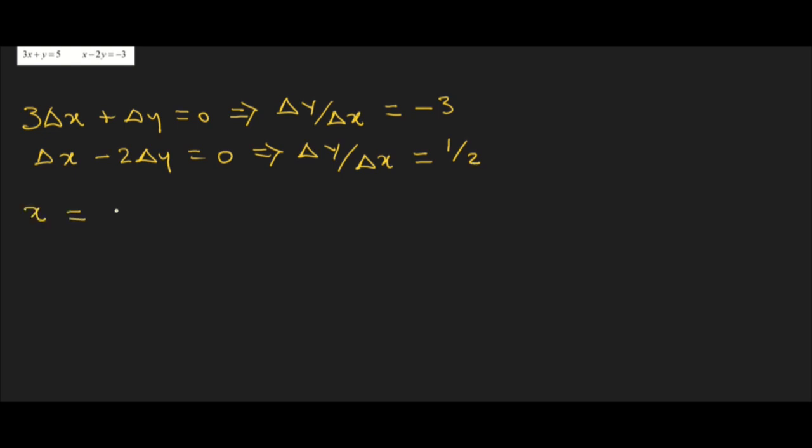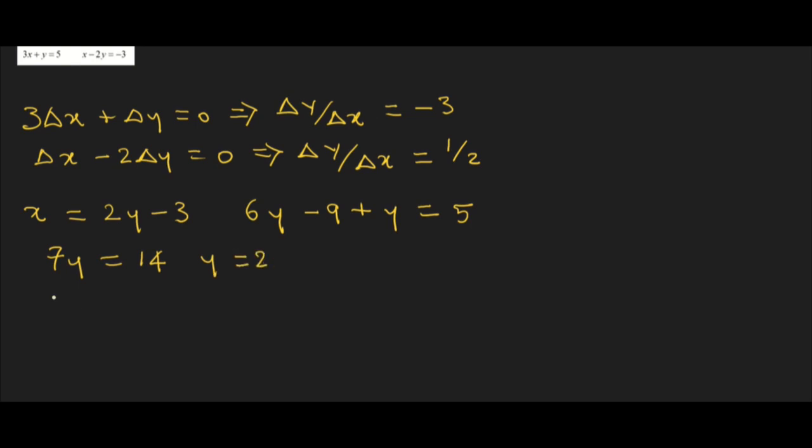Now let's use the method of substitution. We've already got an equation for x, so we've got x equals 2y minus 3. We can substitute that into the first equation to give us 6y minus 9 plus y is equal to 5. Now rearranging that, we'll get 7y is equal to 14, and therefore y is equal to 2.